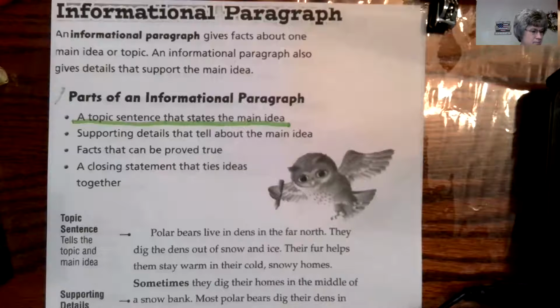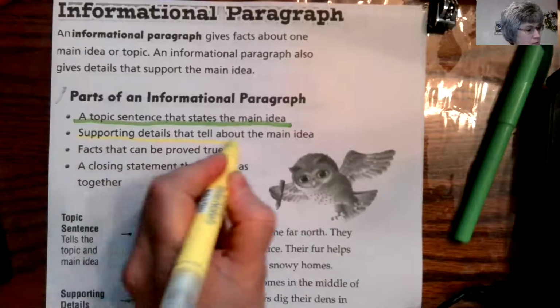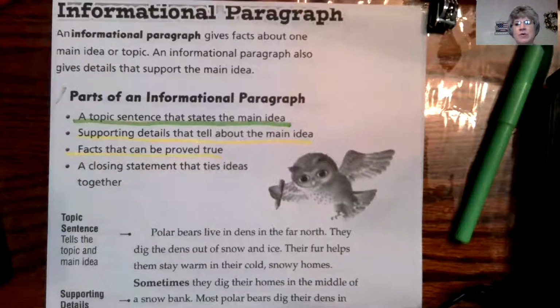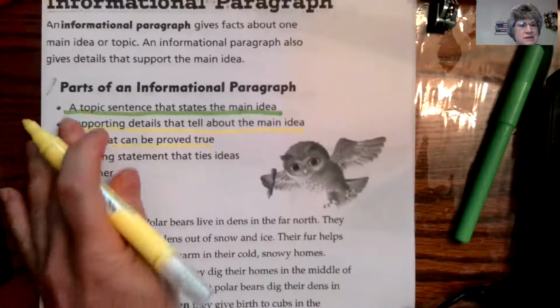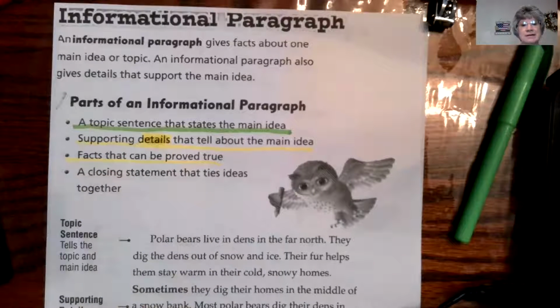Then next, we go into our supporting details that tell about the main idea, okay? And if we're writing an informational paragraph, these details need to be facts that can be proved true, all right? We do those in bright yellow because we're being warned to slow down and do our best in those details. And it is more than one sentence. I have taught my second graders so far at least 3 detailed sentences in the middle of your paragraph.